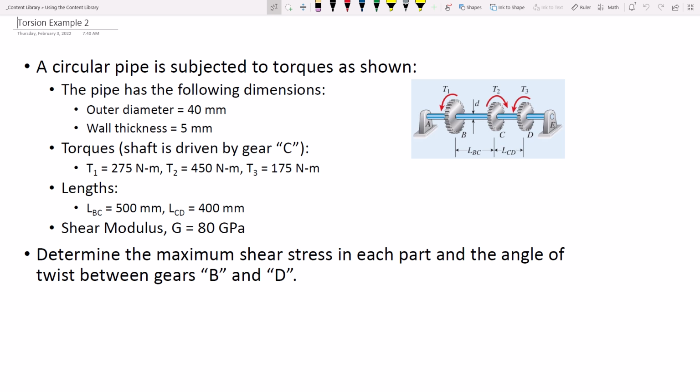There's 450, right? So 450 is going this way, and it is being opposed by 450 going in the opposite direction. So the sum of torques is 0. It's static. Does that make sense? Or we can consider this a static scenario. We've got our lengths, got our shear modulus, etc.